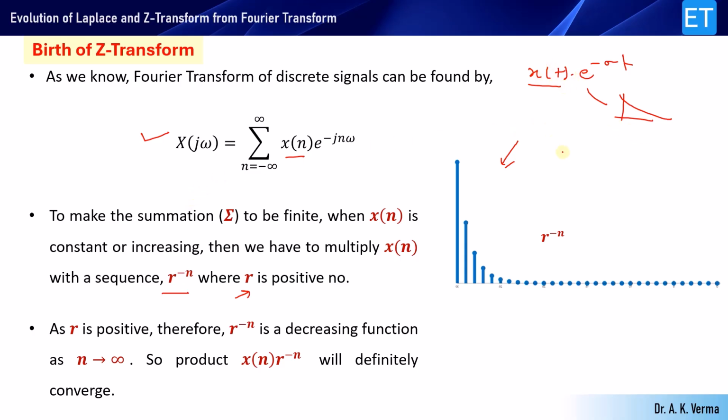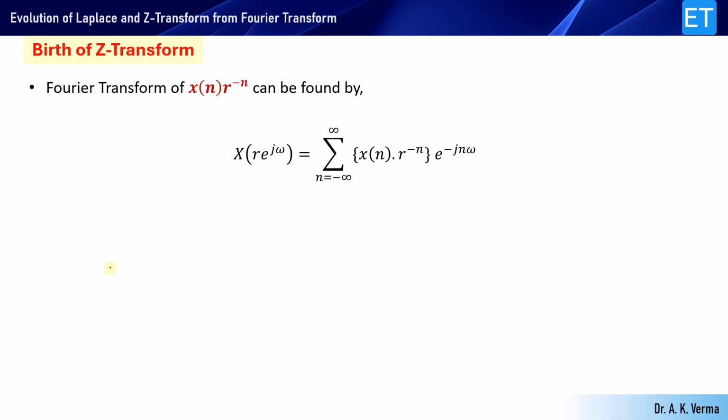In the same way, we have x(n) here and we are multiplying x(n) with r power minus n. As you can see, r power minus n is exponentially decreasing with n as n approaches infinity. So the product x(n) into r power minus n will definitely converge. This will solve the problem of Fourier in the case of a discrete signal. So now I will take the Fourier transform of x(n) into r power minus n instead of x(n) only. In this formula I have kept x(n) into r power minus n instead of x(n) only.